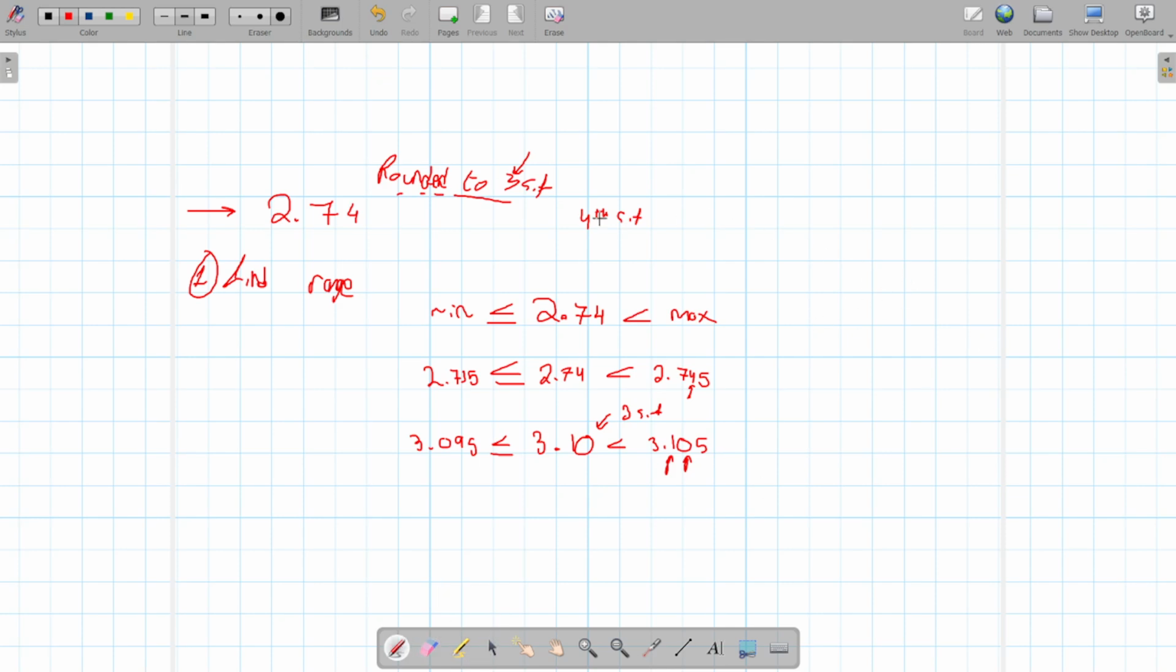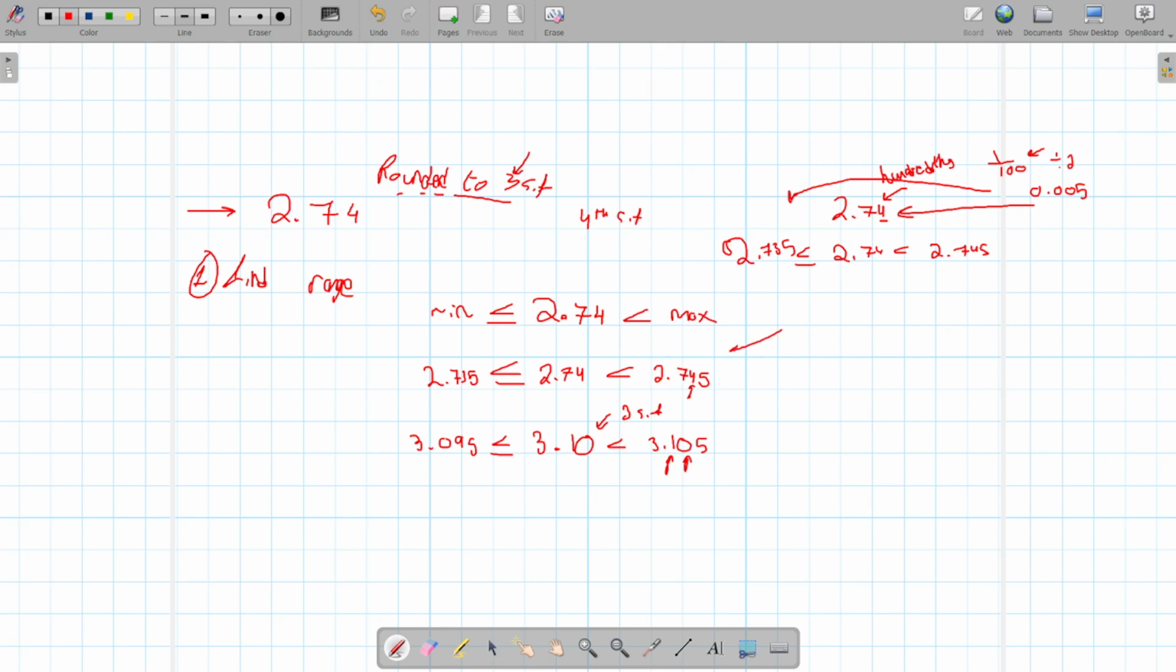Other people do it this way. Let's say 2.74. The last digit is in the hundredths, which is 1 over 100. They take 1 over 100 and divide it by 2, because 1 for max, 1 for minimum. After you divide 1 over 100 by 2, you get 0.005. Then they add it and subtract it, whichever way you want. If you add it, you get 2.745, and when you subtract it, you get 2.735. So honestly, it depends on you.